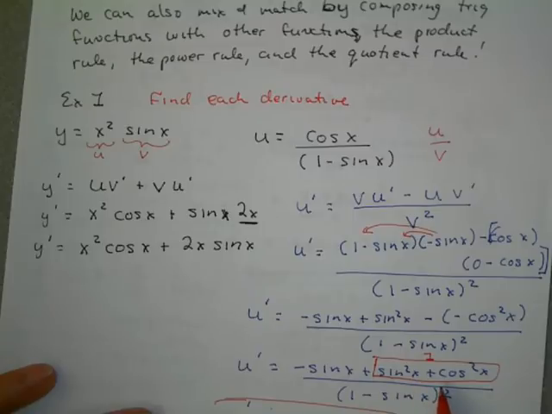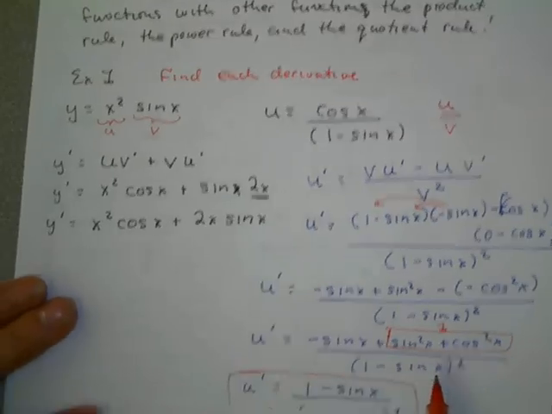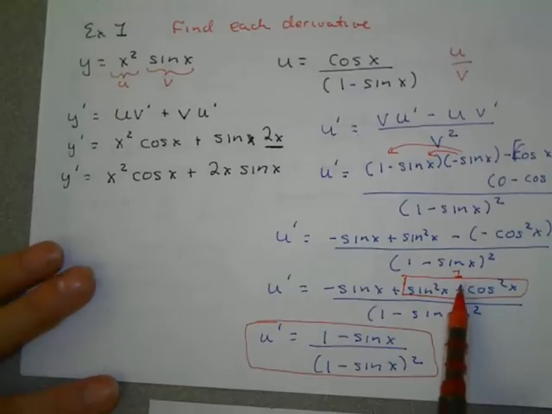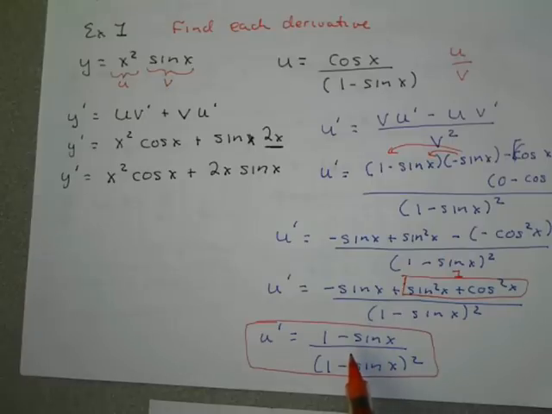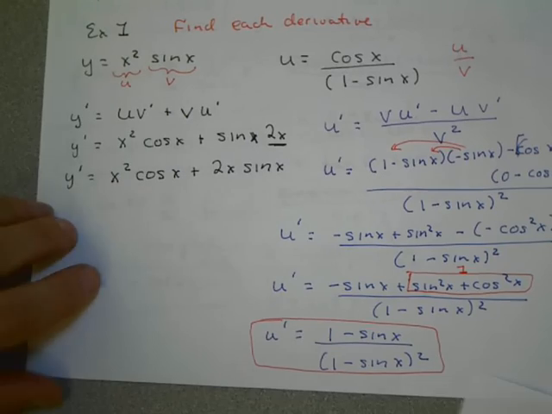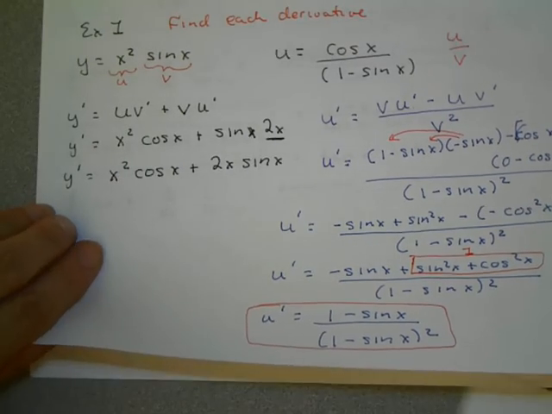So in my final answer, I'm going to make this 1 minus the sine of x. You could say negative sine of x plus 1. I just like to not have those negatives out front. Sometimes we lose them. Over the quantity, 1 minus sine of x quantity squared. So there's your final derivative. And this is an important concept to keep in mind: anytime you've got that sine squared of x plus cosine squared of x, you may just substitute that for a 1 and get a nice, easier to read answer.